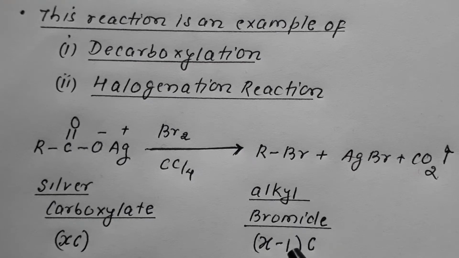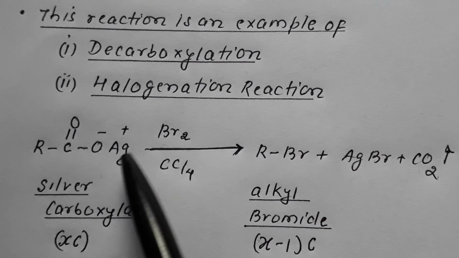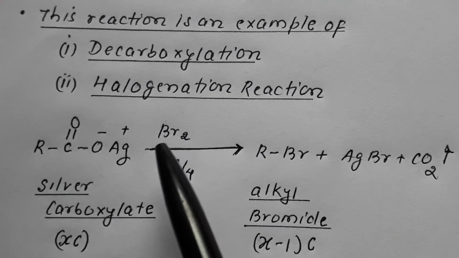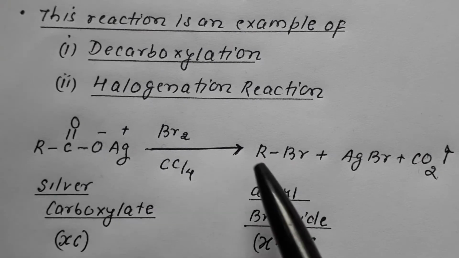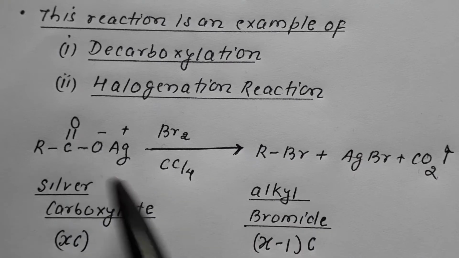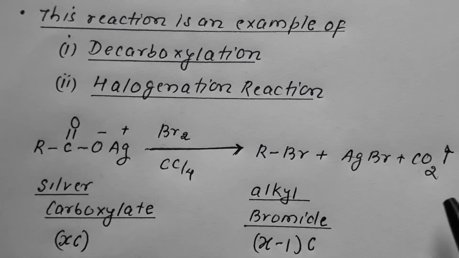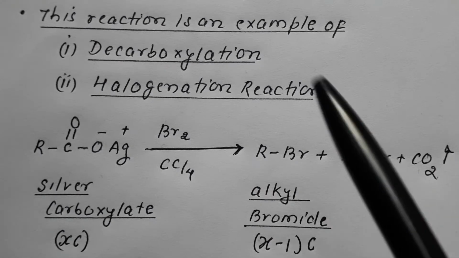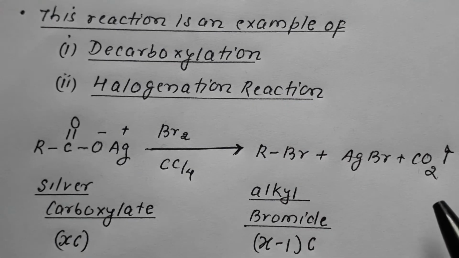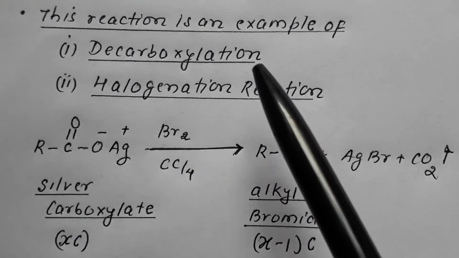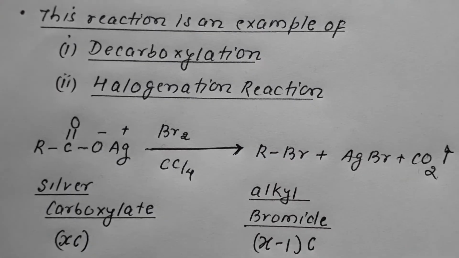I repeat, RCOOAg, that is silver carboxylate, is made to react with bromine in presence of carbon tetrachloride. 1 Br combines to Ag, forming AgBr. 1 Br combines to R, converting into RBr, and the CO2 gets removed in the form of carbon dioxide. Since carbon dioxide is being removed, it is termed as decarboxylation number 1.